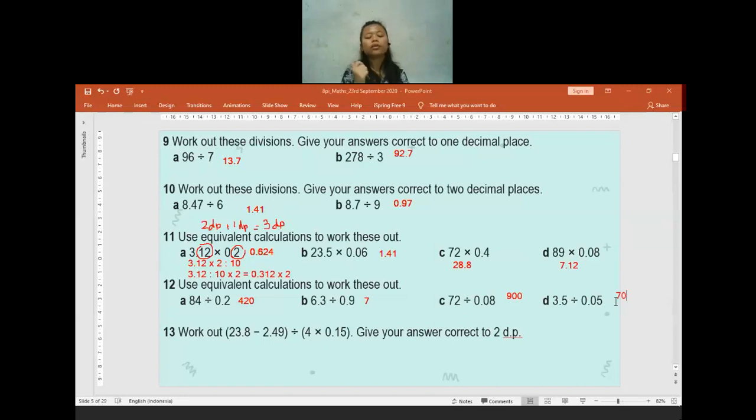Okay. Now for question 13, we have this kind of calculation. You have to follow the BIDMAS rule. Finish the bracket, after that finish the indices, after that finish the multiplication or division, after that solve the addition or subtraction. Now we have this kind of bracket, so we have to simplify the bracket first. Correct, the first bracket will be 21.31, and then for the second bracket, 4 times 0.15, the answer will be 0.6. So now you can calculate them. The final answer will be equal to 35.52.